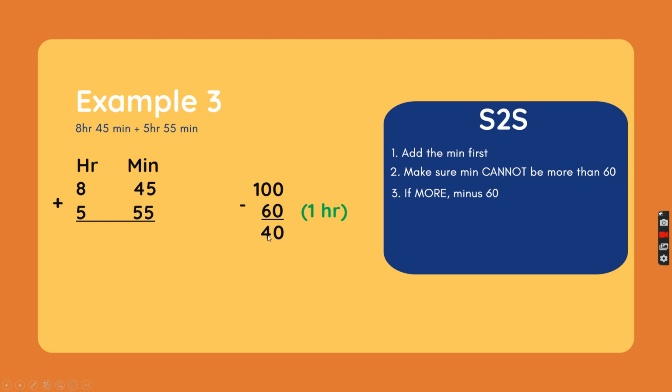And then the answer is 40. Now 40 is fine because 40 is less than 60. So you can write down 40 on the side. Okay, so this part is fine already.